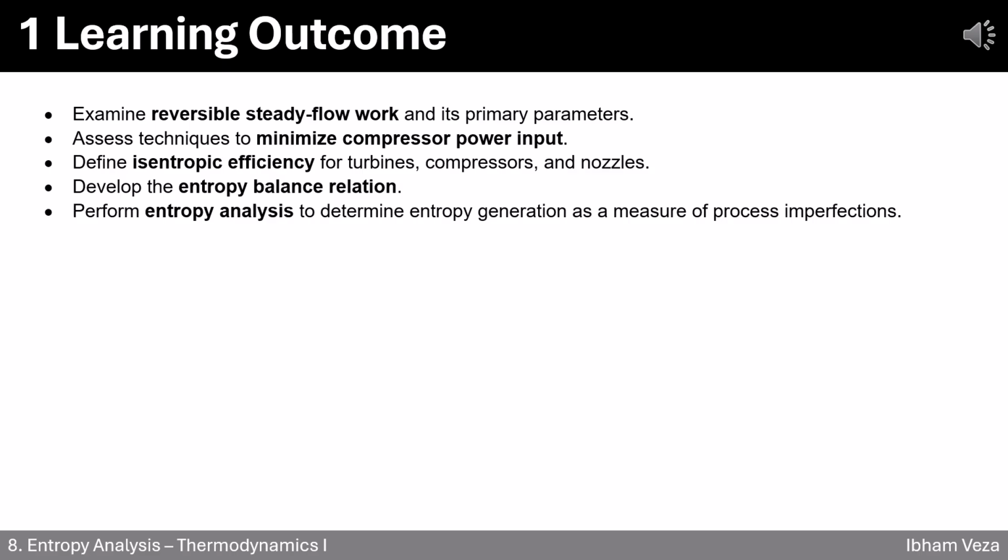You'll also be able to define isentropic efficiency for turbines, compressors, and nozzles. Isentropic efficiency tells us how close a real machine gets to ideal performance, so it's a key metric in engineering design. Then, you'll develop the entropy balance relation, which is the mathematical tool we'll use to track entropy in open and closed systems. Finally, you'll learn to perform entropy analysis, which is about spotting inefficiencies by quantifying how much disorder or wasted energy is generated in a process. By the end of this chapter, you won't just know what entropy is, you'll know how to use it to design better, more efficient systems.